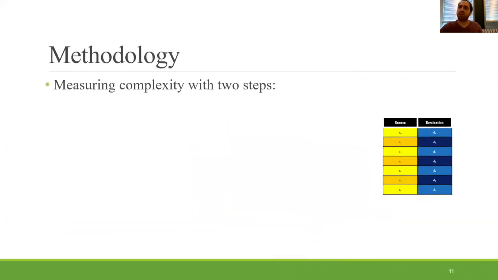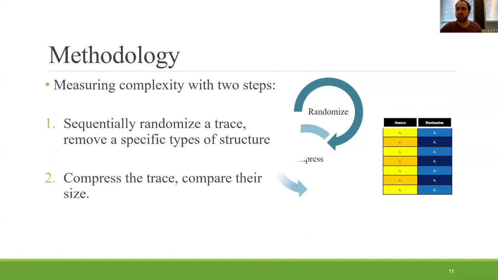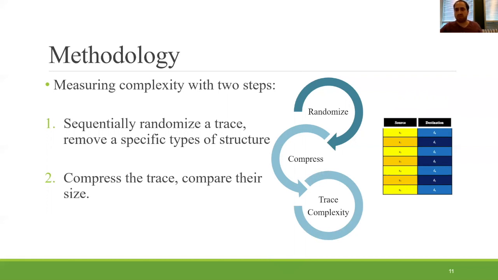So we measure traffic complexity with two steps. The first step is randomization. We take the trace and we sequentially randomize different aspects of the trace in order to remove certain parts of the structure from the trace. And this allows us to measure specific types of structure. The next step is compression. We compress the randomized traces, and we then are able to compare the size of these traces to find what is the trace complexity found inside of the network traffic that is represented in this trace.